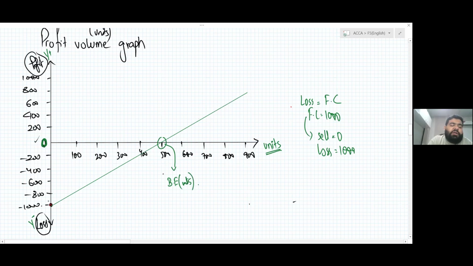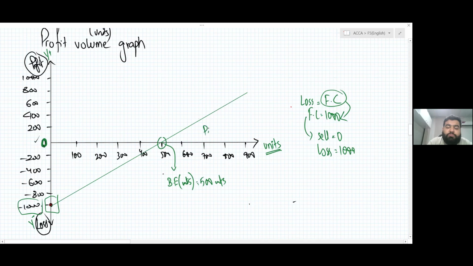Why have I started from 1000? Because the business will face the maximum loss, the fixed cost that it's incurring. So this maximum loss will be the fixed cost from where I have started the graph, and after that, with the passage of time, the loss is being recovered. Why? We are selling the units, and on every unit we are earning the contribution. Obviously the loss will be recovered, but the point where it intersects the units will be the break even point. So the break even point will be 500 units.